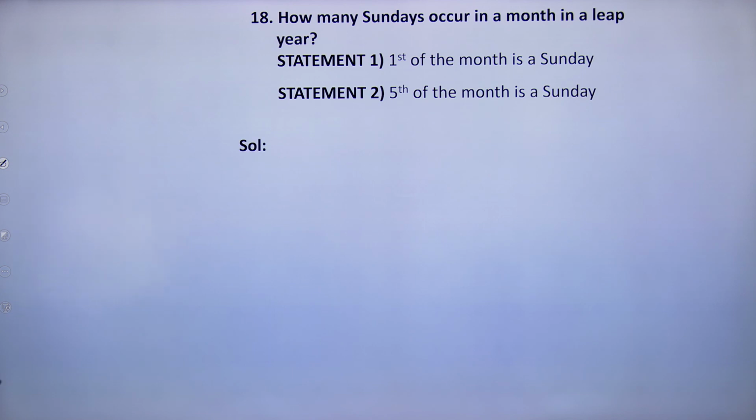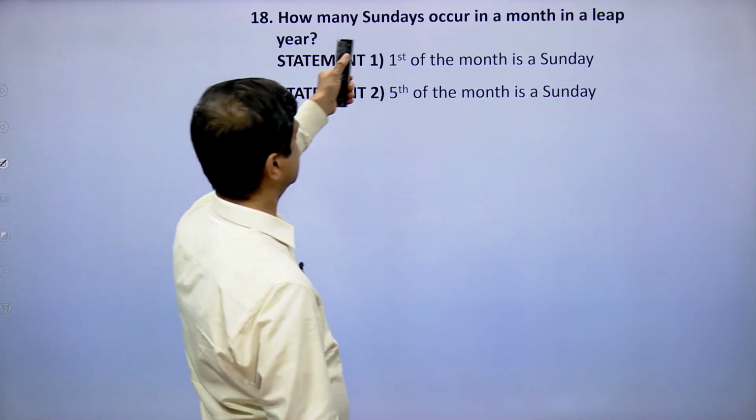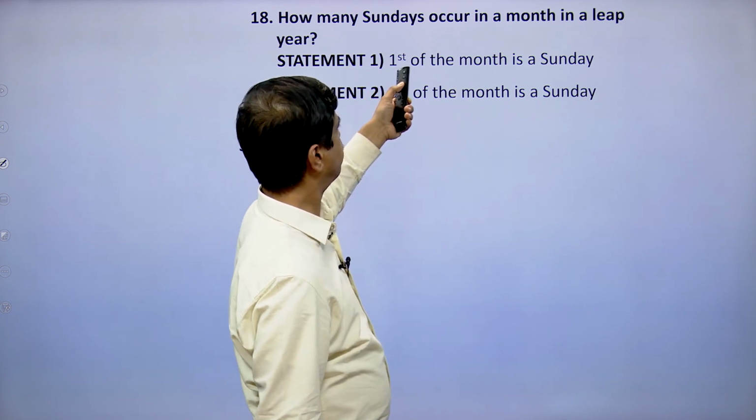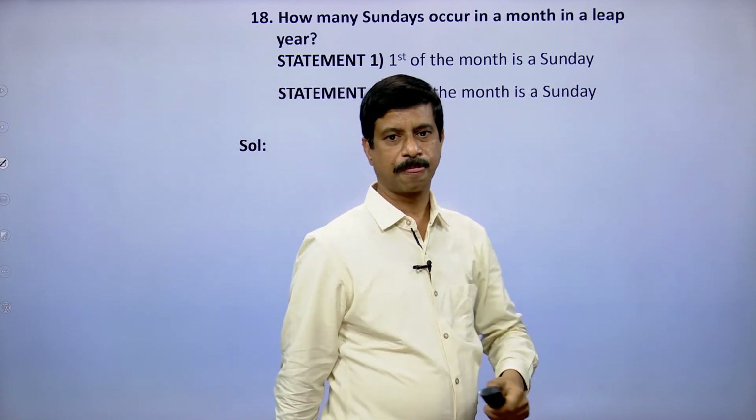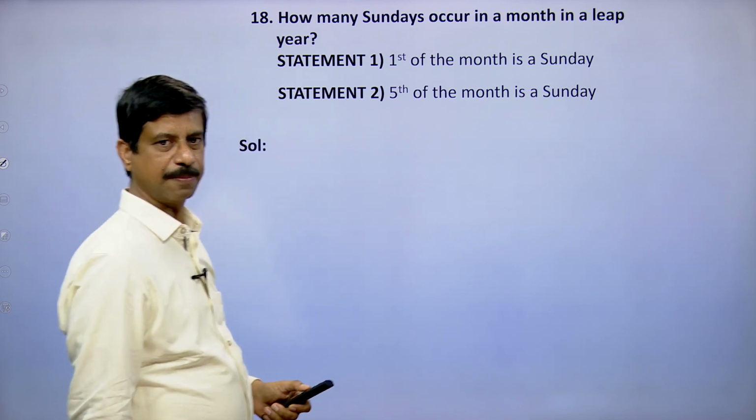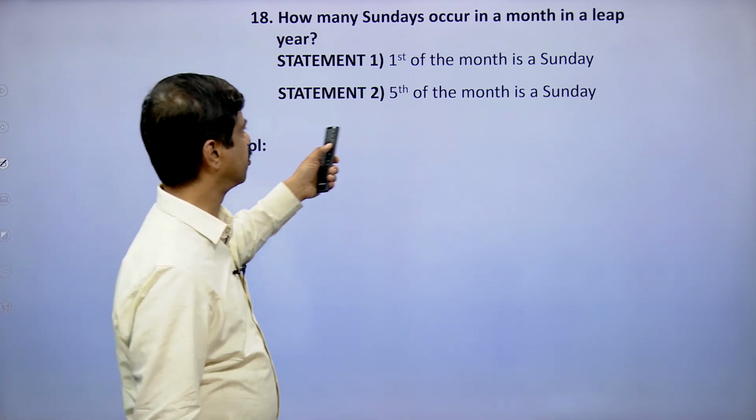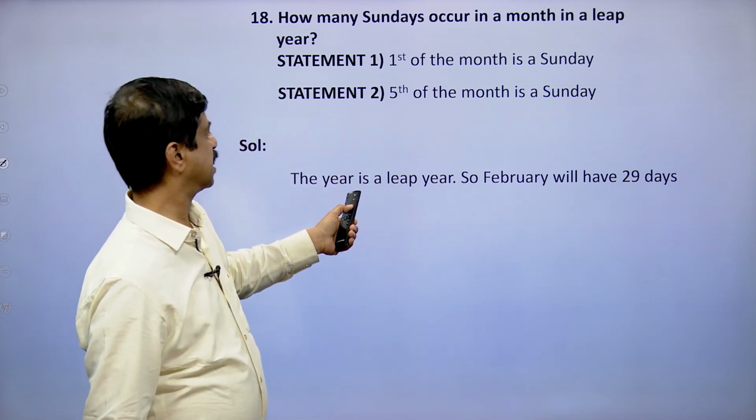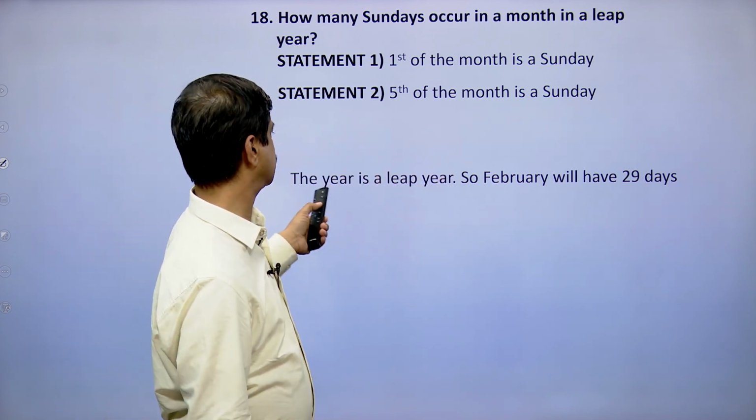Okay, children, let us go to the next question. Now, how many Sundays occur in a month in a leap year? Statement 1: first of the month is Sunday. Statement 2: fifth of the month is a Sunday. Based on this we can calculate how many Sundays will occur.